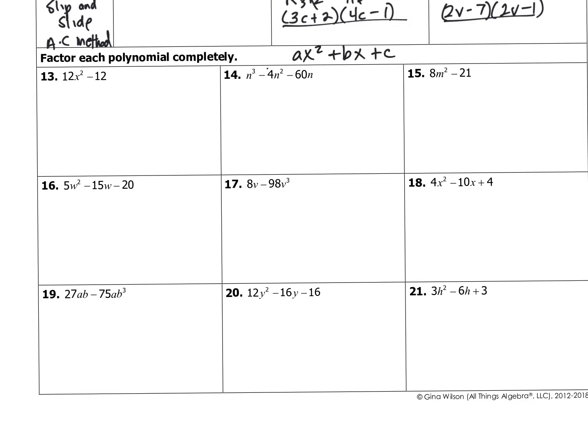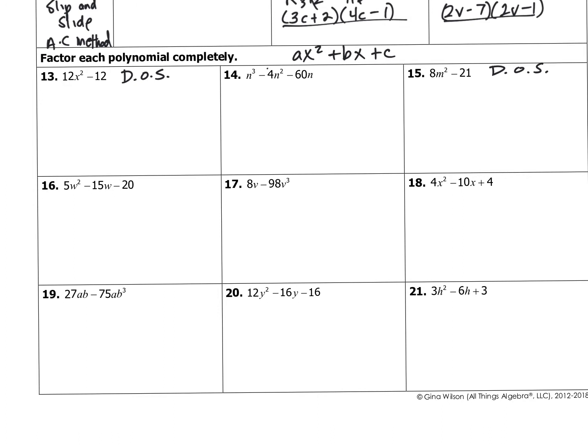Bx plus c. All right. So one clue that it's a difference of squares is there's no b. Okay, it's only a and c. So as we go through some of these, which ones don't have b? This one doesn't have a b term, so I'm going to assume that's a difference of squares. 15 doesn't have a b term, so I'm going to assume that's a difference of squares.